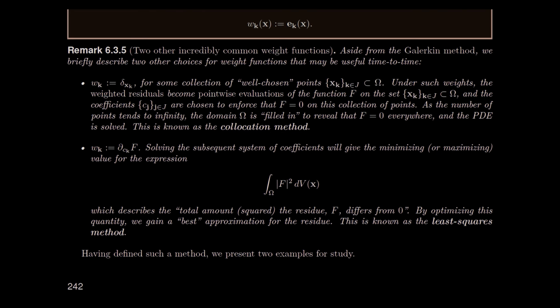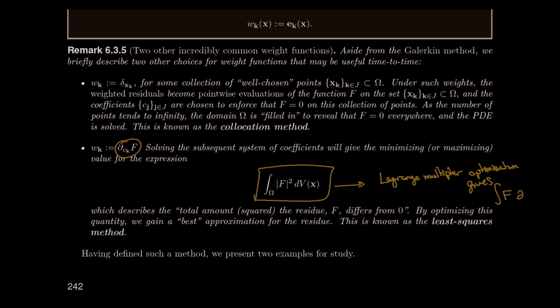And then there's also a system where you use the partial derivative of f in the ck direction. Now this feels a little bit weird. What's actually going on there is a Lagrange multiplier optimization. So you're really starting with this expression, and the Lagrange multiplier optimization gives the integral of f against its derivative in the k direction. And then you have k of these, or capital J of these. That is what the Lagrange multiplier would be in that situation.